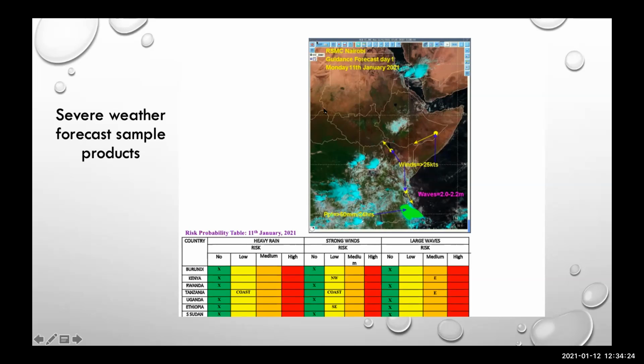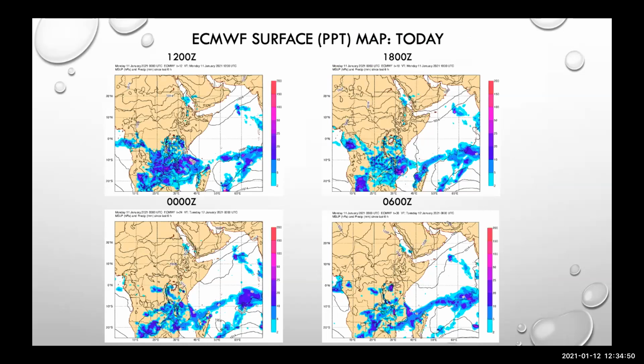We also expected strong waves of up to more than 2 meters, and parts of the northern parts of the country, these towards the northwest, and parts of southeastern Ethiopia. Yesterday we expected some strong winds of more than 25 knots. So these are some of the products that we normally have. So you can see this from ECMWF.